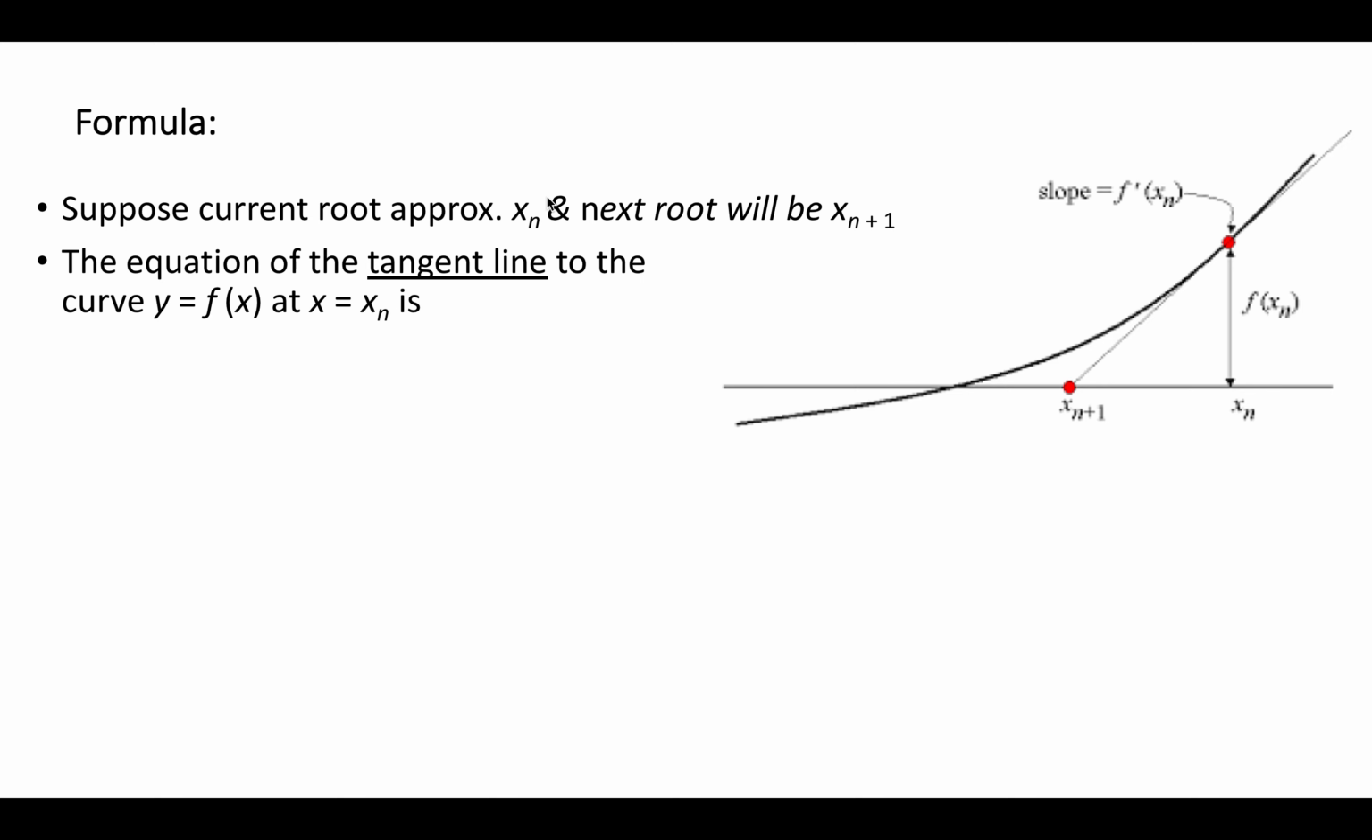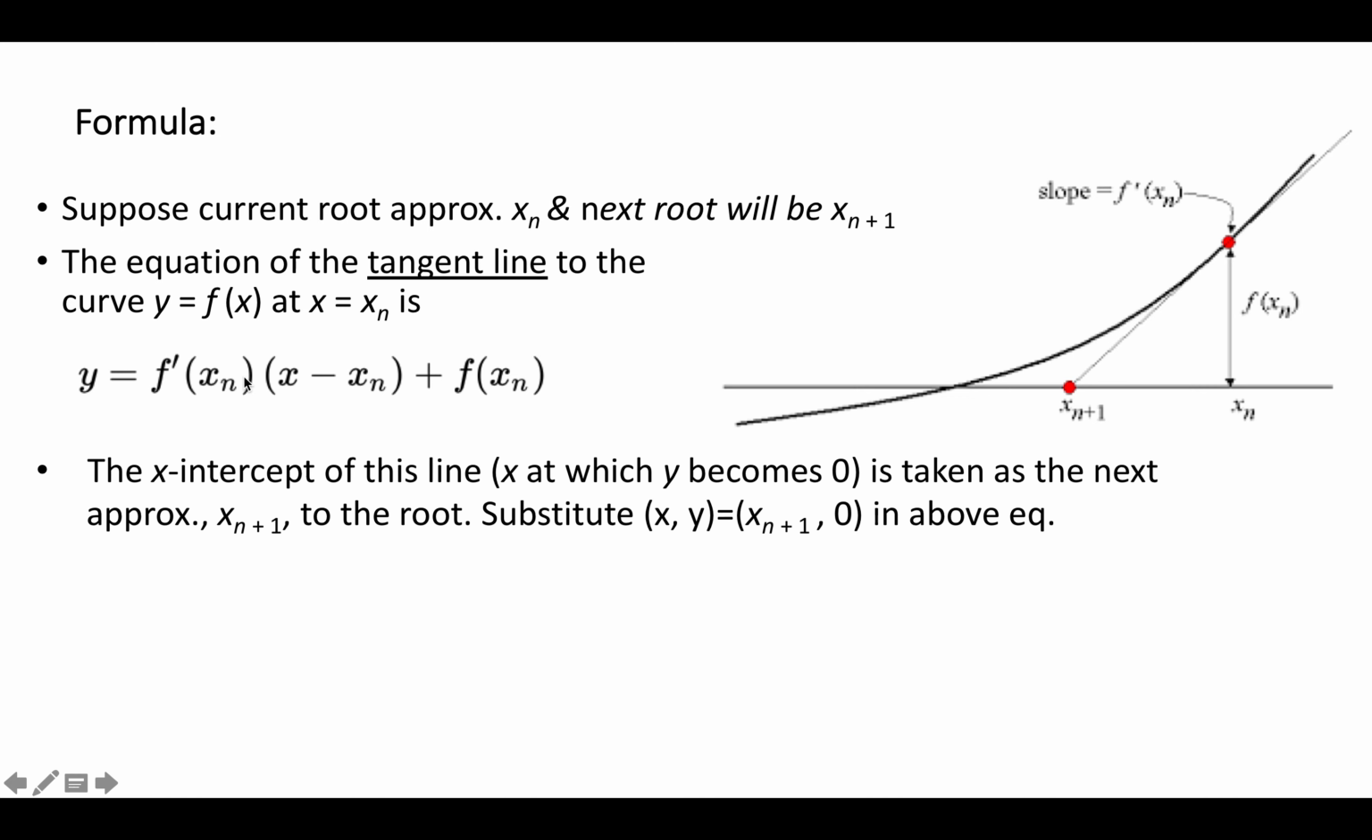Now the equation of the tangent line to the curve y equal to f(x) at x equal to xn is y equal to f dash xn, times x minus xn, plus f of xn. This is a simple Taylor series expansion of f of xn plus h, where h is the error, which is very small with respect to the root.